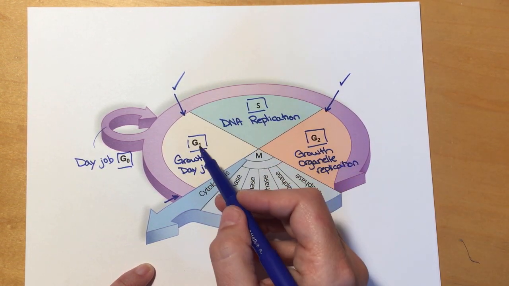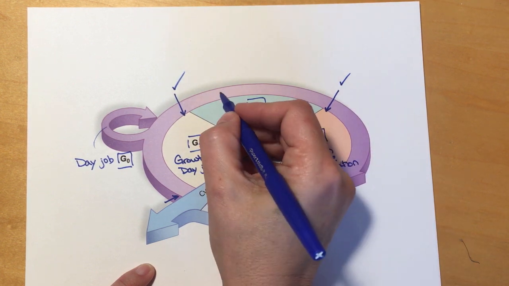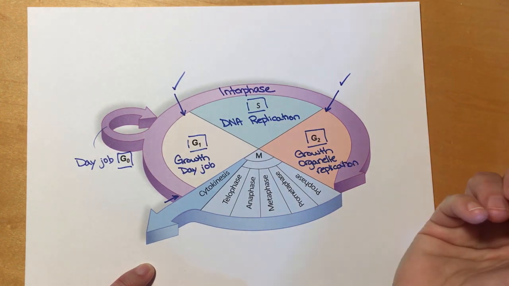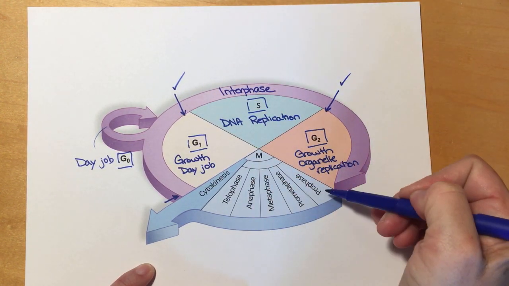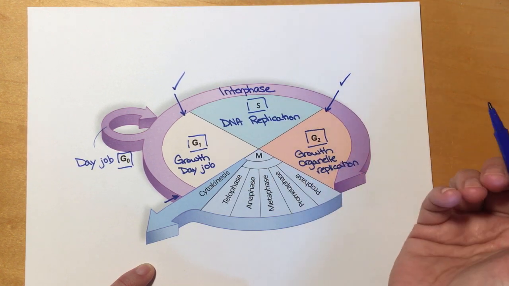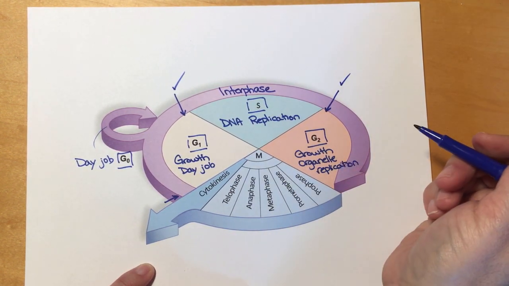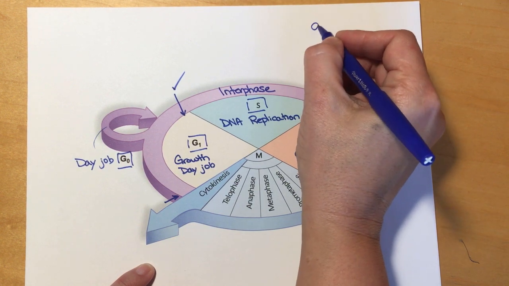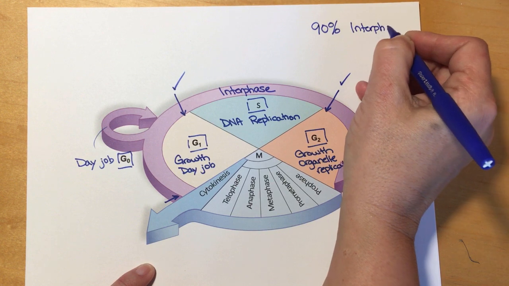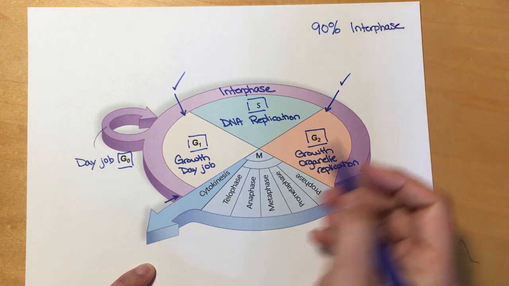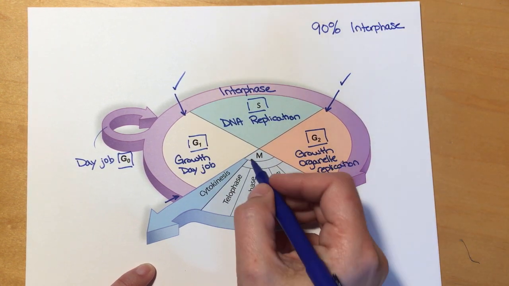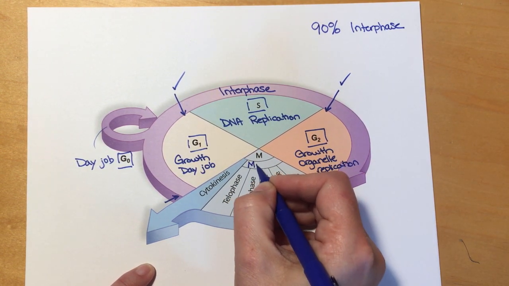Now, all of these phases, G1, S, and G2, are all part of interphase. So if you look at how much of this circle is taken up by G1, S, and G2, you can see it's quite a bit. It's actually more than is shown here. Most cells spend about 90% of their lives in interphase. They only spend about 10% of their lives down here dividing. This phase right here is called mitosis.